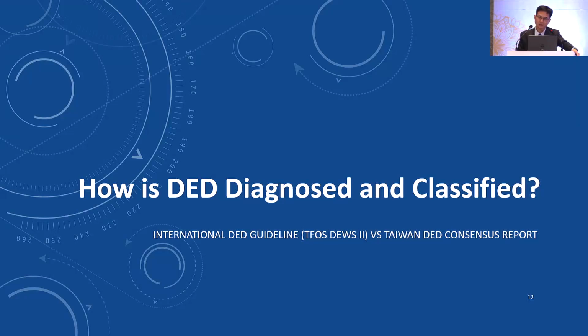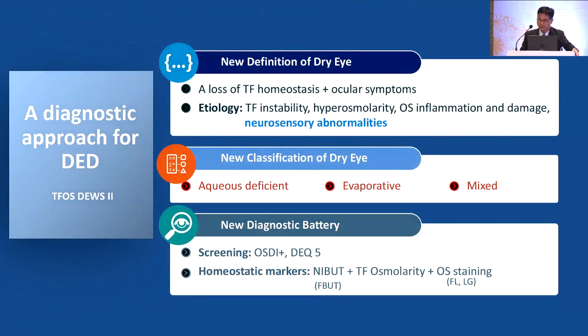Second, we should know the patient's ocular surface disease before surgery. So how do we diagnose the patient with dry eye and how do we classify? I think DEWS 2 has provided us a very good example. As you know, DEWS 3 will come in a couple of months, but by the definition of DEWS 2, it defines dry eye as the loss of tear film homeostasis plus ocular symptoms, with underlying pathophysiology like tear film instability, hyperosmolarity, ocular surface inflammation and damage, plus neurosensory abnormality. So we can classify dry eye disease into aqueous deficiency, evaporative, or mixed type.